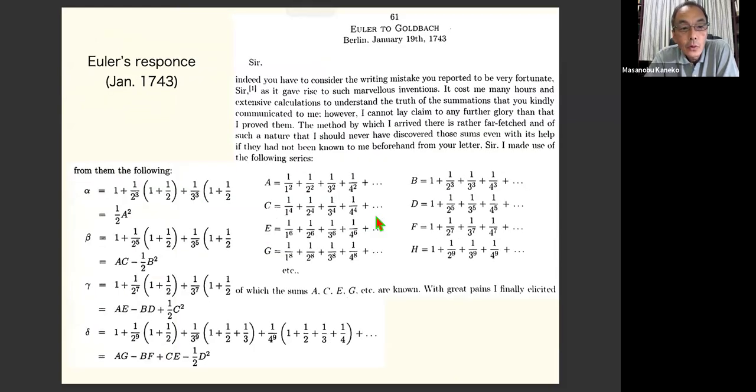And this is Euler's first response, a month later. He was so excited, and he thought these objects very beautiful, and he discovered some formulas describing this. Alpha, beta, gamma are, I think, the double zeta values, and the capital A, B, C are Riemann zeta values. So he wrote these double zeta values in terms of Riemann zeta values.